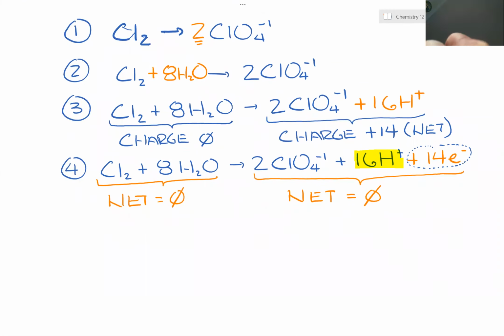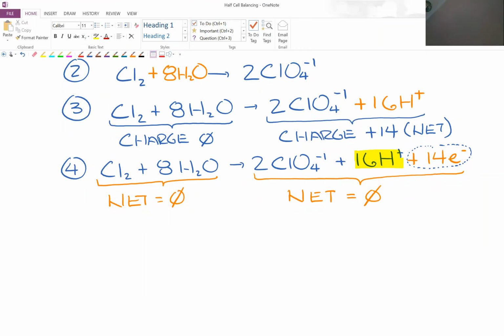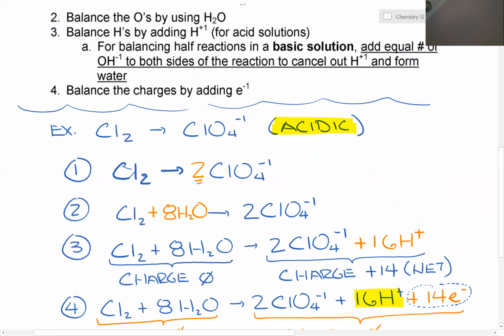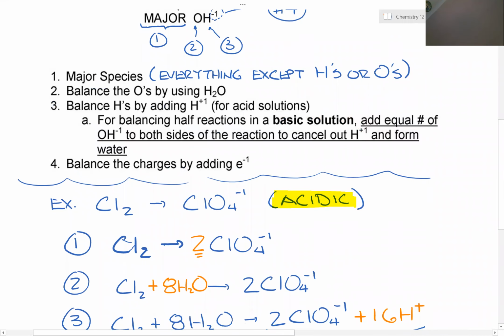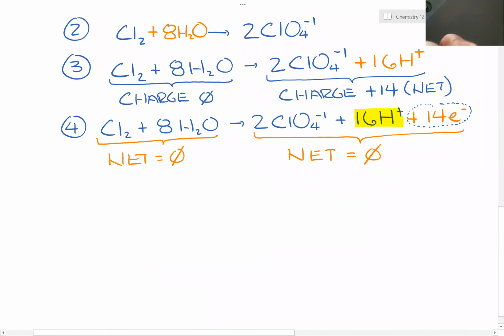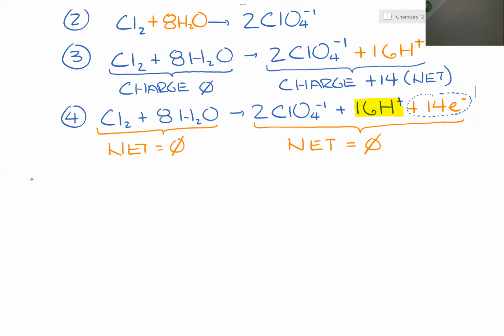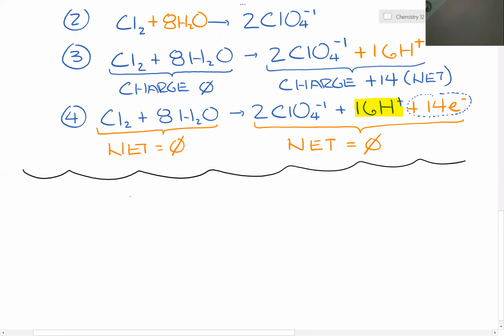Now, you might say, Mr. Chan, what about the 3A? It says a basic solution. So what do you do? Okay? So what I want to do is go through the basic solution. Let me give you another example. So let's say we have Cr2O7 minus 2 gives you Cr plus 3. Now, this is in a basic solution.